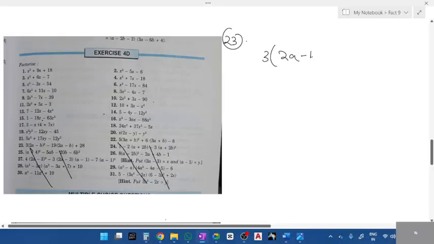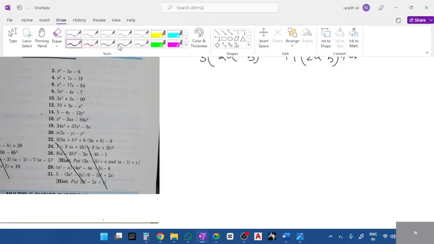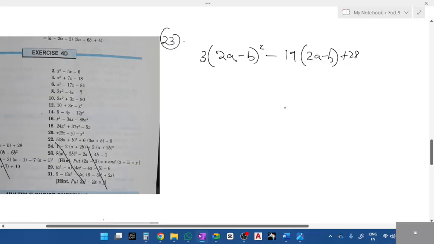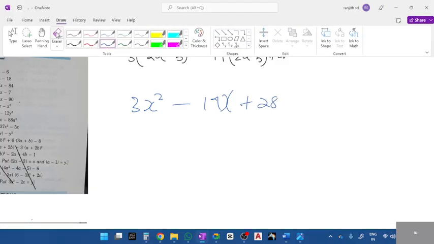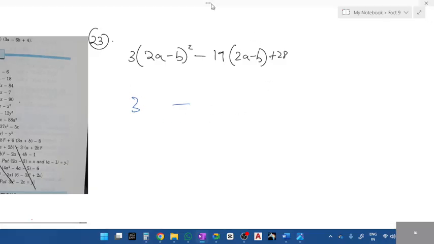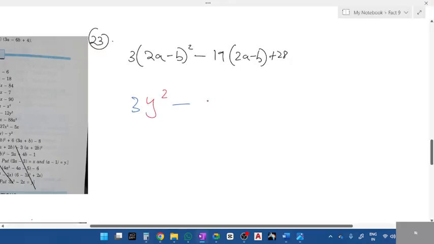3 into (2a minus b) the whole square, minus 19 into (2a minus b), plus 28. Fine. Now look at the bracket values. Are the bracket values same? 2a minus b. See, whenever you get such questions, students, instead of this, what if I write like this? Instead of this, let me write 3y square minus 19y plus 28. Now, isn't it easy to solve?